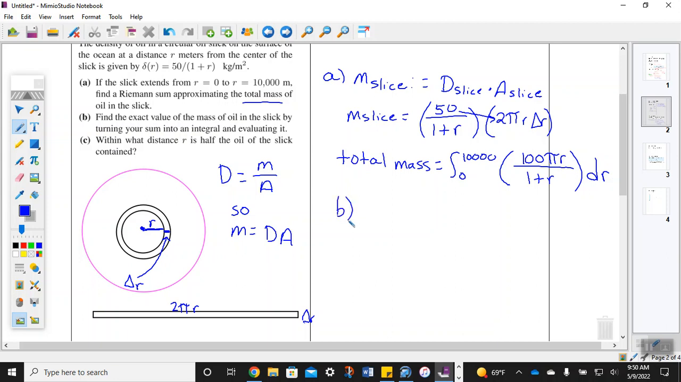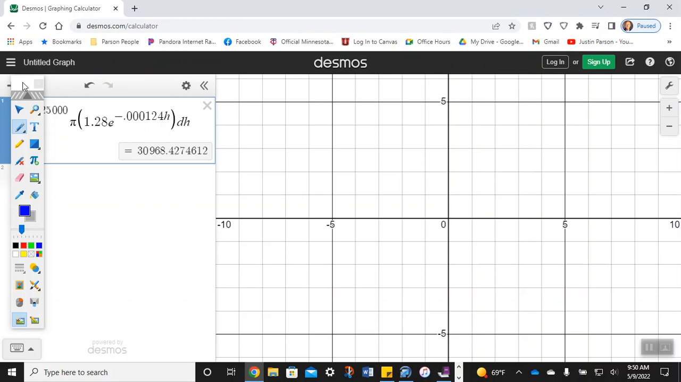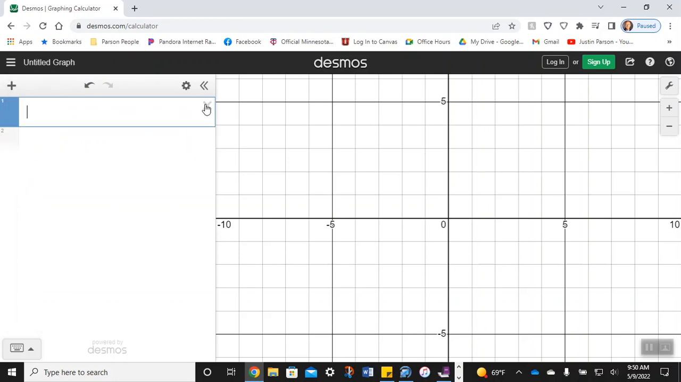Then part B. Part B wants to know what's the total mass. Well, you guys ready to find total mass? Yeah, plug it in. All right, you're going to have to help me here. Okay, so go integral, and it was 0 to 10,000, right, guys? Yep. That is going to be parentheses 100 pi r over 1 plus r. Just like that.